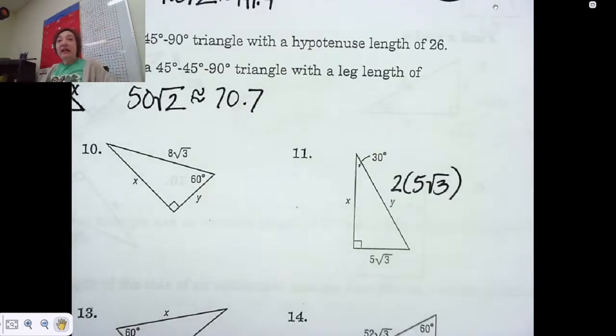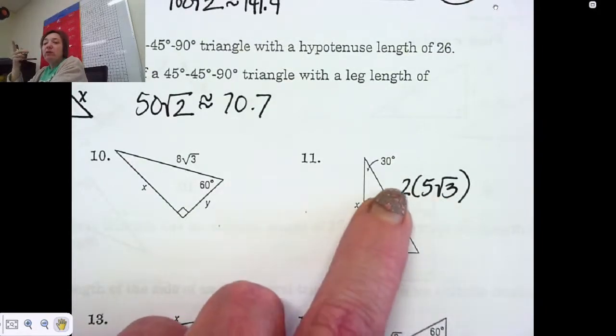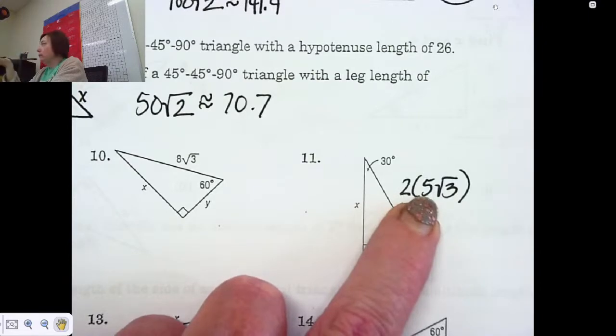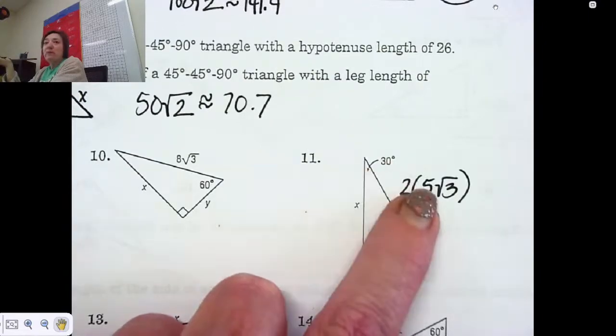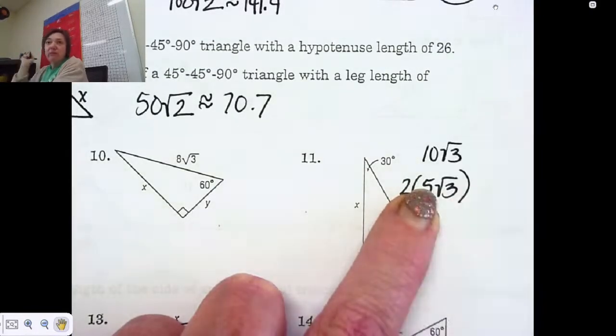Actually, that's what everybody thinks. But you don't distribute. 5 square roots of 3 is all one number. So you only multiply the 2 times the whole number 5. So you would do the 2 times the 5 and say it's 10 square roots of 3. Do y'all see what I'm saying?